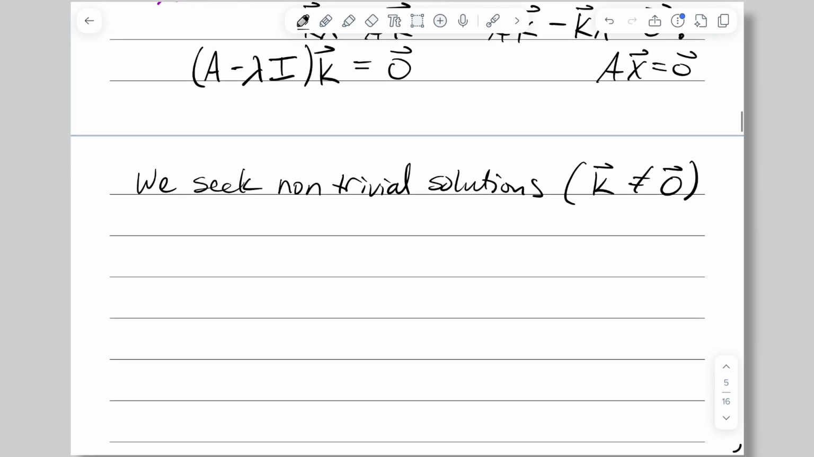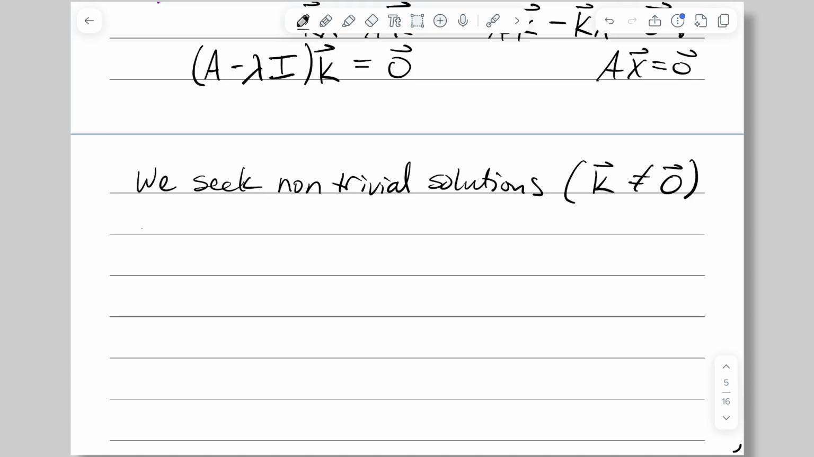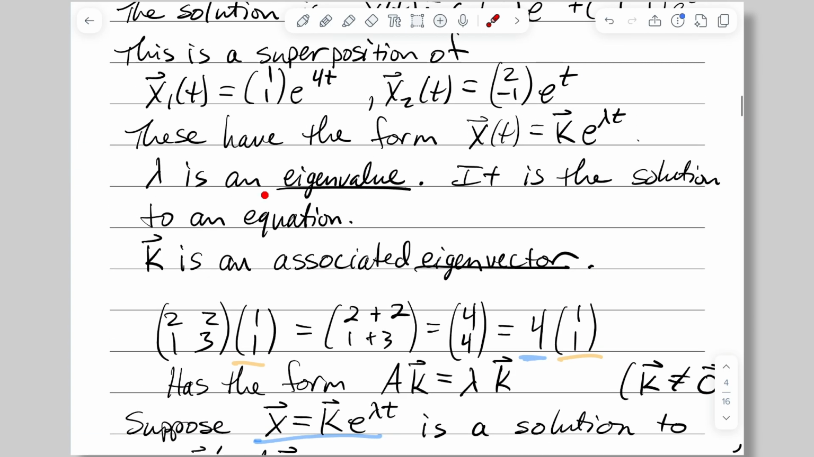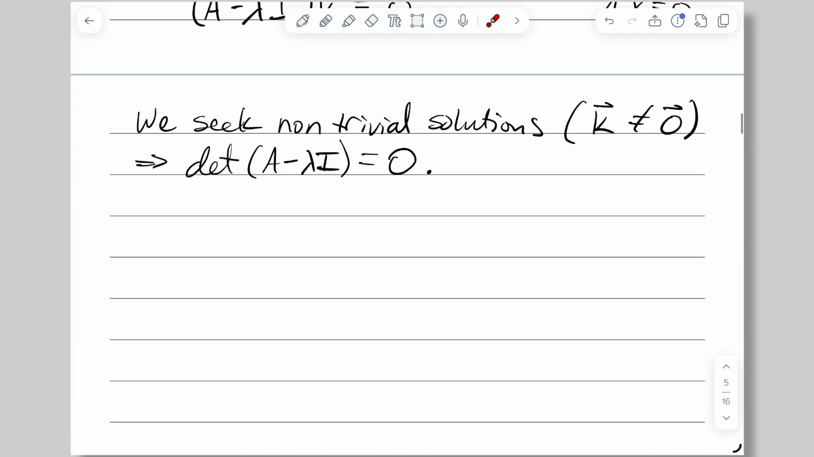A linear algebra result that I quoted in the previous video is that then the determinant of the coefficient matrix, or in this case, A minus lambda I, will then equal 0. This results in an equation. We know what A is, and we know what I is. We would be trying to find lambda through this equation, and that's what I meant up here when I said that lambda is the solution to an equation.